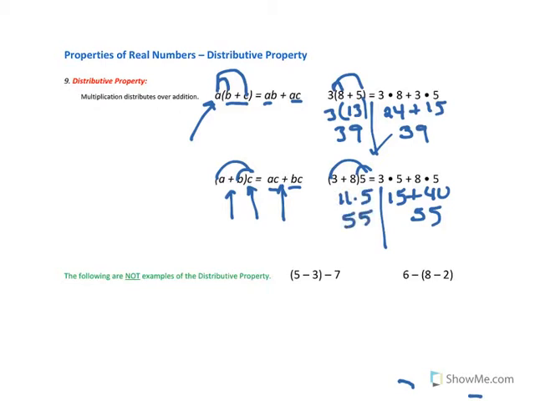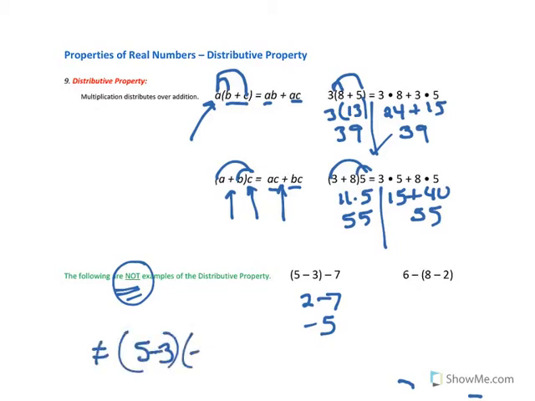Here we have 2 examples that are not the distributive property. This says 5 minus 3 is 2. Take away 7 is negative 5. It does not say it's equal to 5 minus 3 times negative 7. That would be your distributive property, but that's not what we have. The same thing here. This is simply 6 minus, do what's in parentheses first, 6, 0.